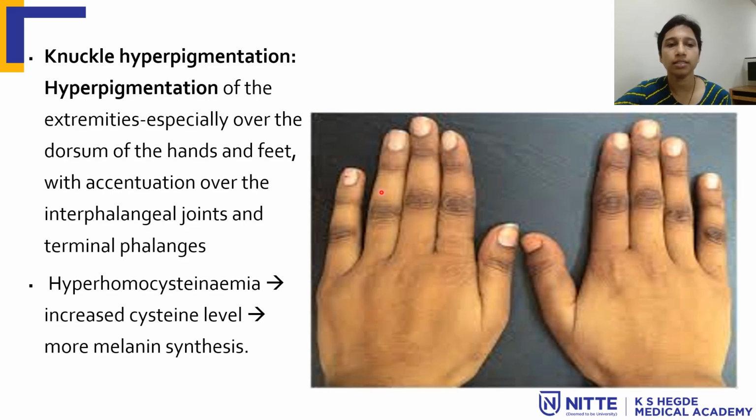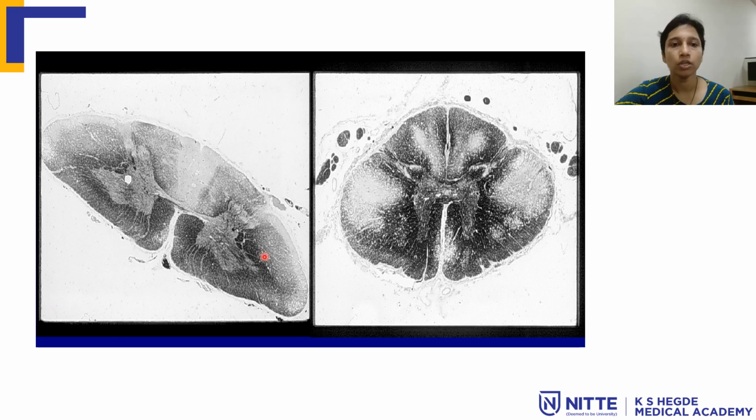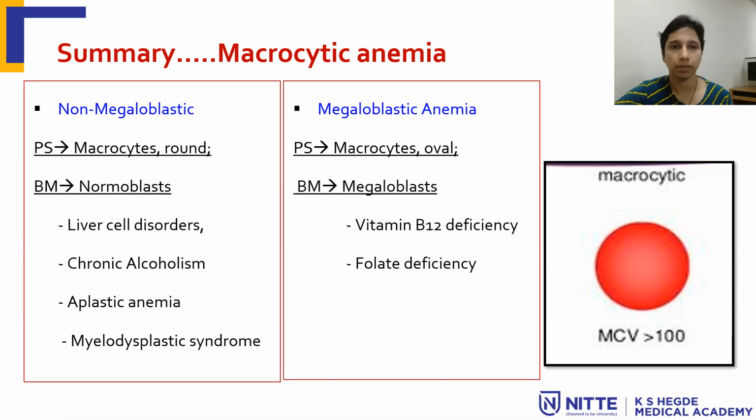So the reason for this is hyperhomocysteinemia, because of altered metabolism in the conversion of methionine into homocysteine. There is increased homocysteine causing increased melanin synthesis, causing hyperpigmentation. So this is the figure showing a normal spinal cord. This is an abnormal spinal cord in case of megaloblastic anemia caused by vitamin B12 deficiency. So here you can see excess demyelination in the spinal cord compared to the normal spinal cord.